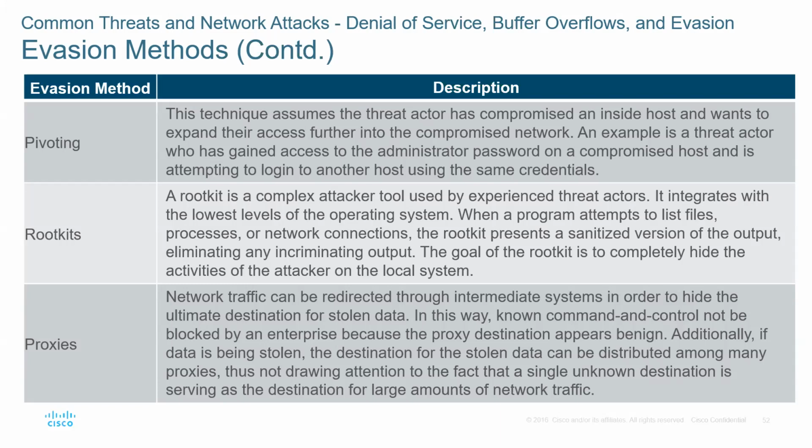We also have proxies. These are going to be network traffic that's redirected through intermediate systems in order to hide the ultimate destination for stolen data. In this way, a known command and control cannot be blocked by an enterprise because the proxy destination appears benign. Additionally, the destination of that stolen data can be distributed among many proxies, and therefore not drawing attention to a single unknown destination serving as a destination for large amounts of traffic.